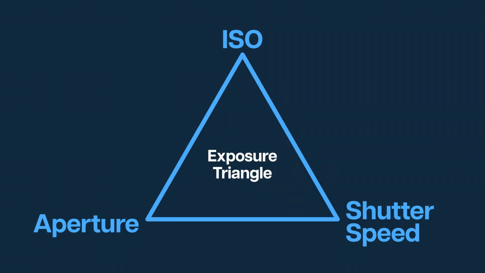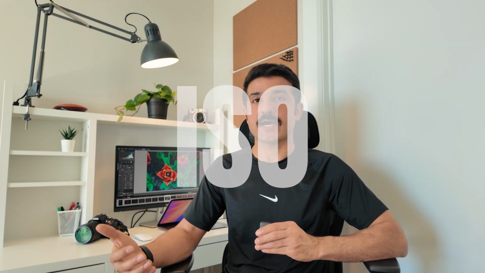Alright, let's start with the basics. Exposure simply means how much light your camera lets in to create an image. Too much light and your photo's washed out. Too little and it's too dark. Getting the right exposure is all about balancing three main settings: ISO, aperture, and shutter speed, which we call the exposure triangle. Let's start with ISO.